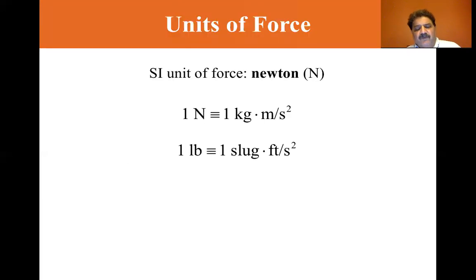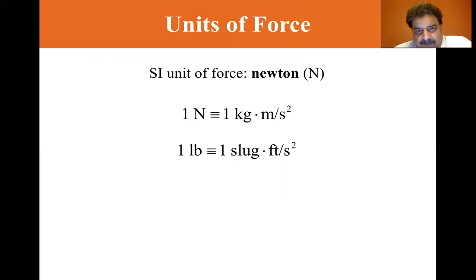Now, let's talk about units of force. The SI unit of force is the newton. 1 newton equals 1 kilogram times meters per second squared. Typically, what we use here is gravitational acceleration of 9.8 meters per second squared, and you multiply that by whatever mass, and you'll come up with newtons. So a 1 kilogram mass times 9.8 meters per second squared gravitational acceleration is going to equal 9.8 newtons.